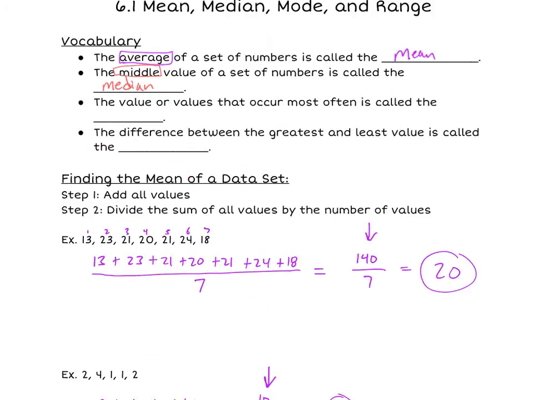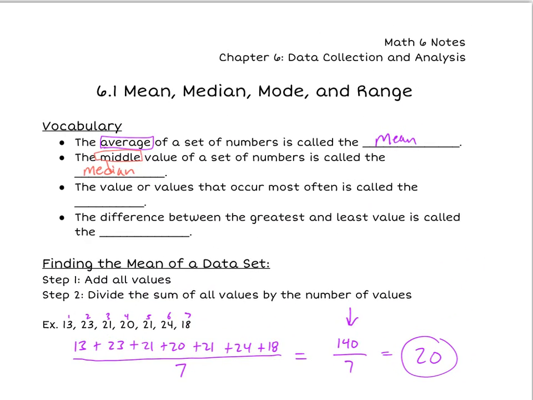So back at the top, our next vocabulary, at the very beginning, the value or values that occurs the most is called the mode. I totally guessed that. Mode is most.